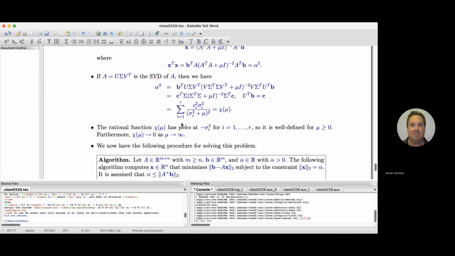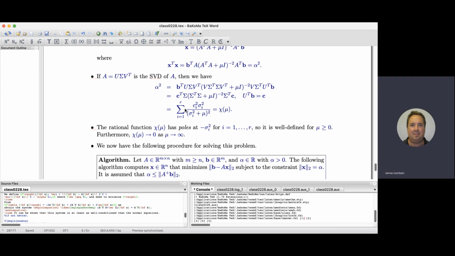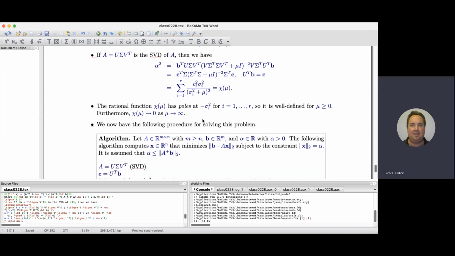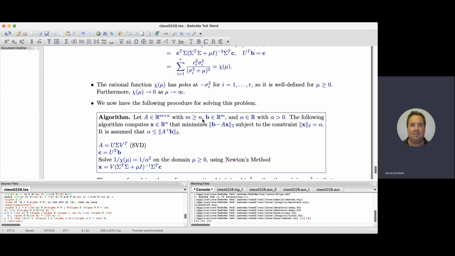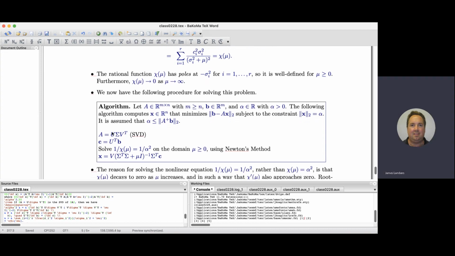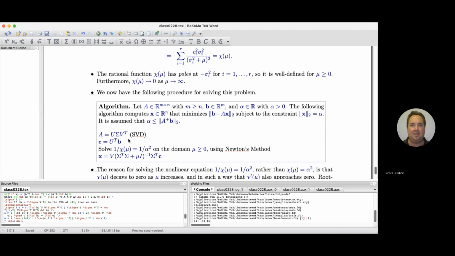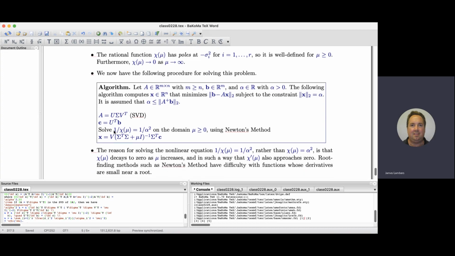So what we have here is a nonlinear equation satisfied by mu, setting this equal to alpha squared. This leads to an algorithm for solving least squares with quadratic constraints. I compute the singular value decomposition of A, and I compute the vector c using the U from that decomposition. Then I solve not chi of mu equal to alpha squared, but 1 over chi of mu equal to 1 over alpha squared on this domain using Newton's method.